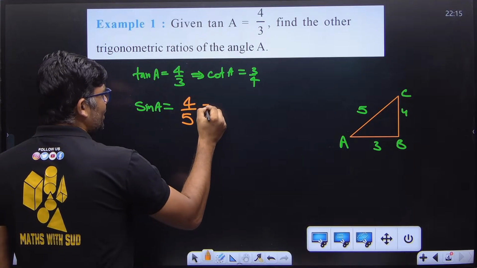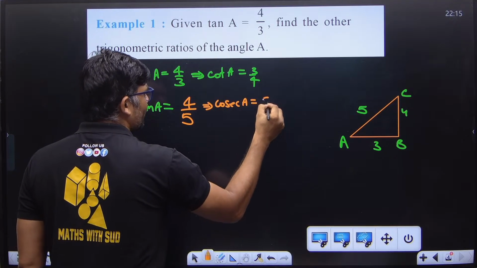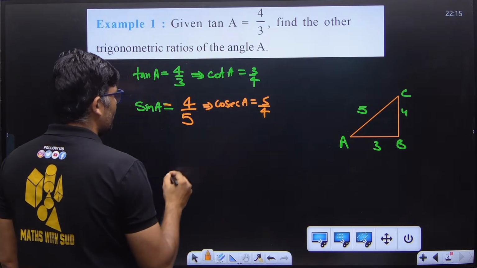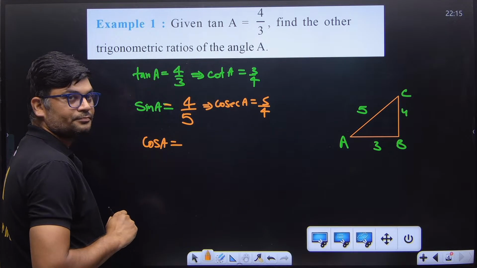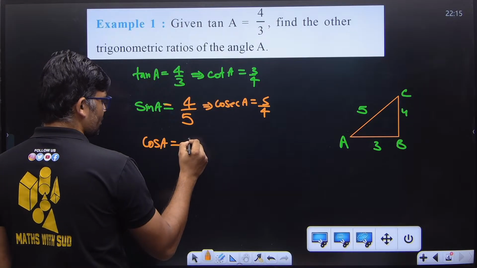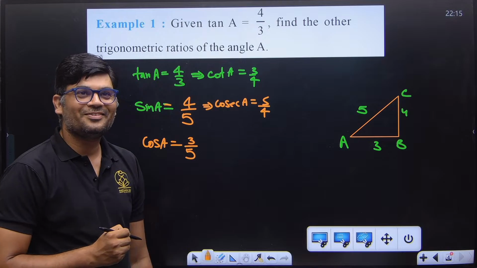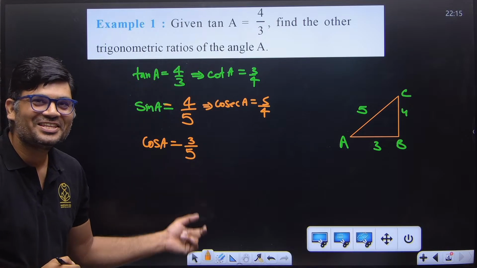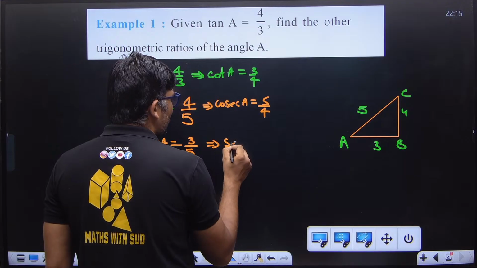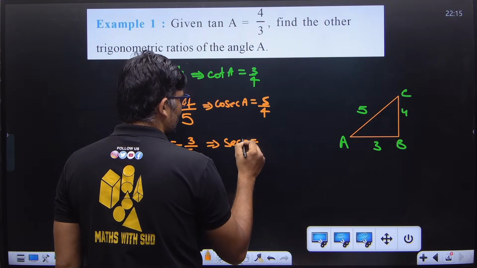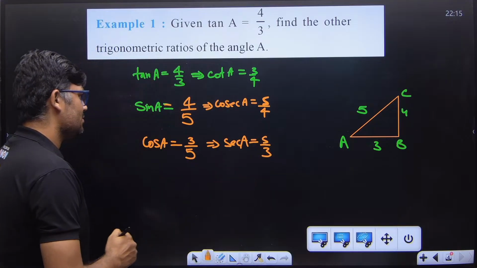Yeah. So immediately it implies that cosec A is how much? 5 over 4. Can you tell me what will be cos A? It will be 3 over 5. Yeah. So what will be sec of A? It would be 5 over 3. Yes. Write down.